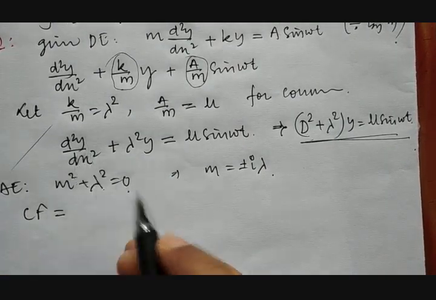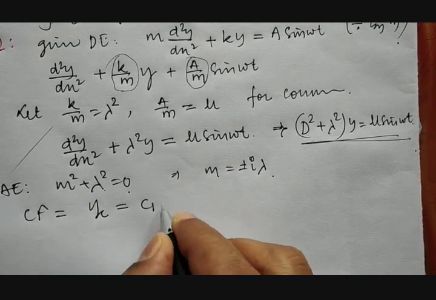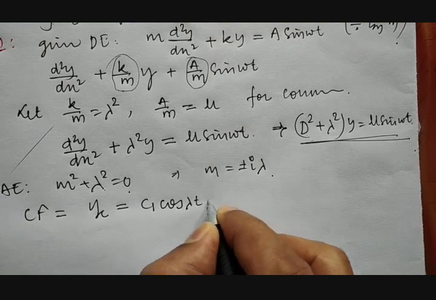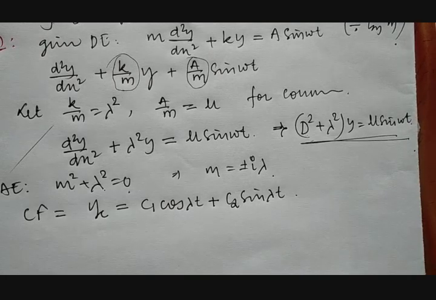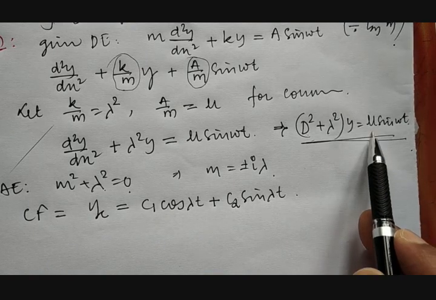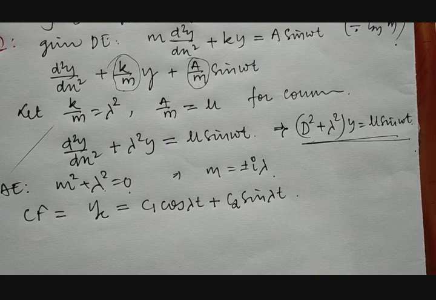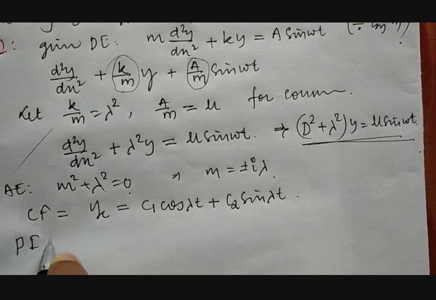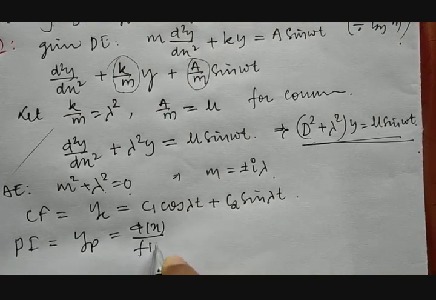Therefore, what is the complementary function? Here y is a function of x, so I'll take the complementary function as yc, which becomes c1 cos λt + c2 sin λt. But this is not sufficient to call it a complete or general solution, because the differential equation is non-homogeneous with a trigonometric function on the right side. So we need the particular integral also, that is yp.